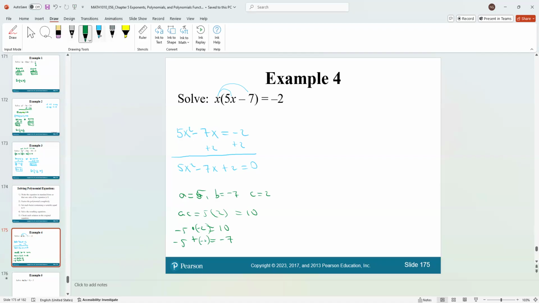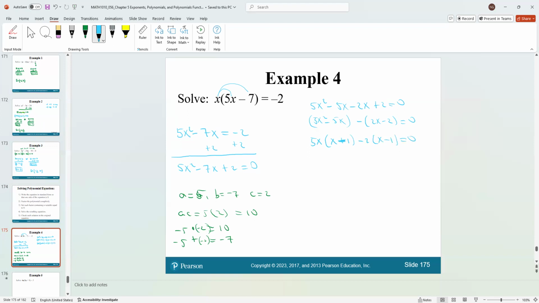We rewrite it as 5x squared. Instead of having -7x, we can rewrite it as -5x minus 2x plus 2 equal to 0. 5x squared minus 5x, we can put these two together, minus 2x minus 2, I bring the negative outside. We can factor 5x, so we have x minus 1 left. We can factor 2, we have x minus 1 left.